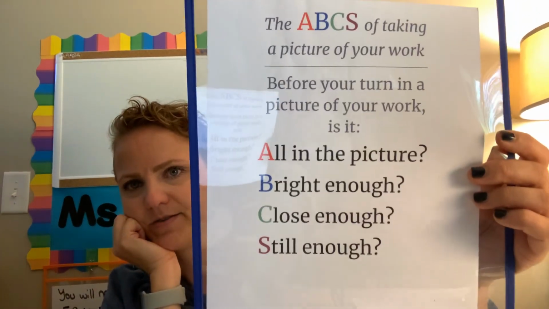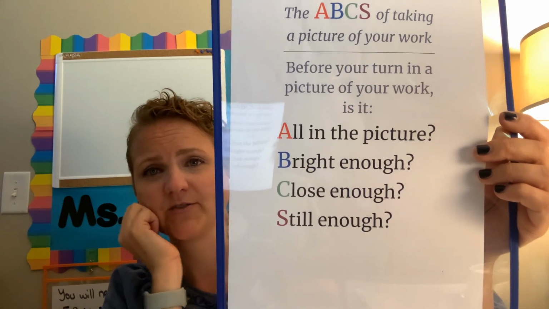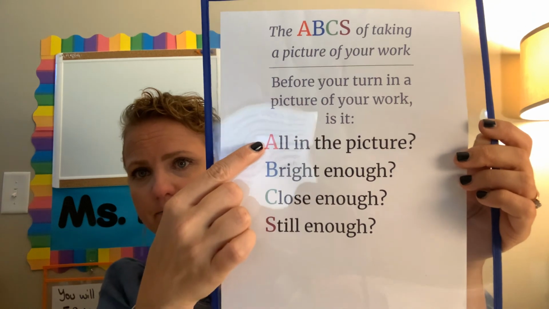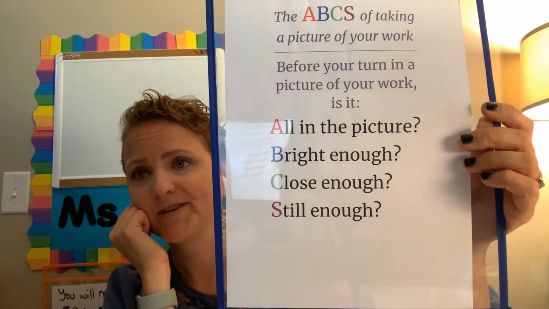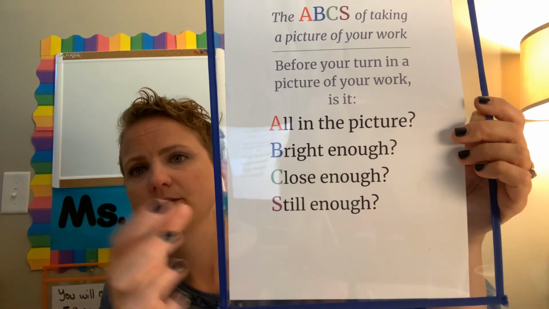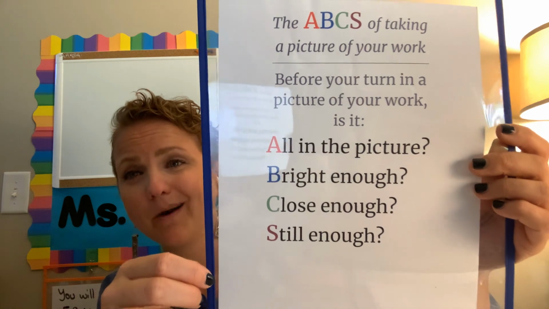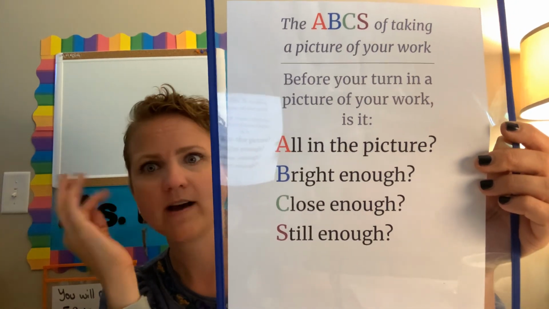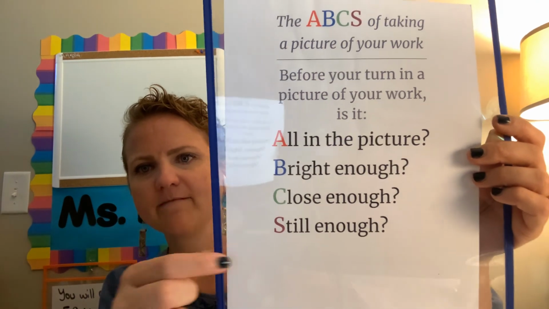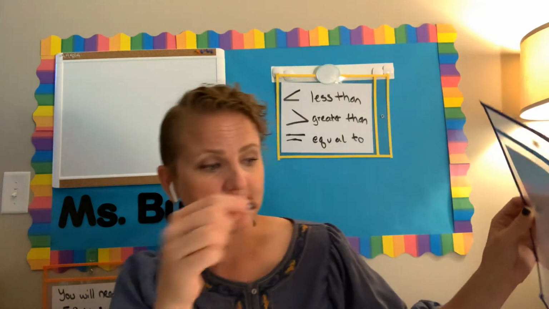Remember, for your pictures, we have our ABC of taking pictures, okay? Before you submit the pictures of your work, you want to ask yourself, is all of my work in the picture? Is it bright enough? If not, you need to turn on a light or go somewhere else in your house. Is your work close enough? Can your teacher see it? So you kind of want to think, I want to get close enough, as close as I can get my work to the camera without cutting any parts of it off. And then finally, is it still enough? When it comes time to take your picture, you want to make sure you're holding that as still as possible.